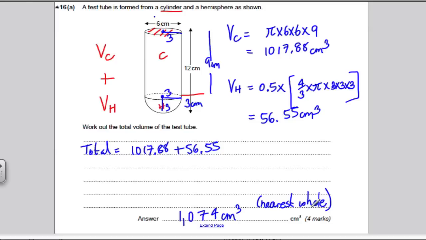So they are all the main questions that have come up on volume in the AQA Unit 3. I hope you found that video useful in your revision.